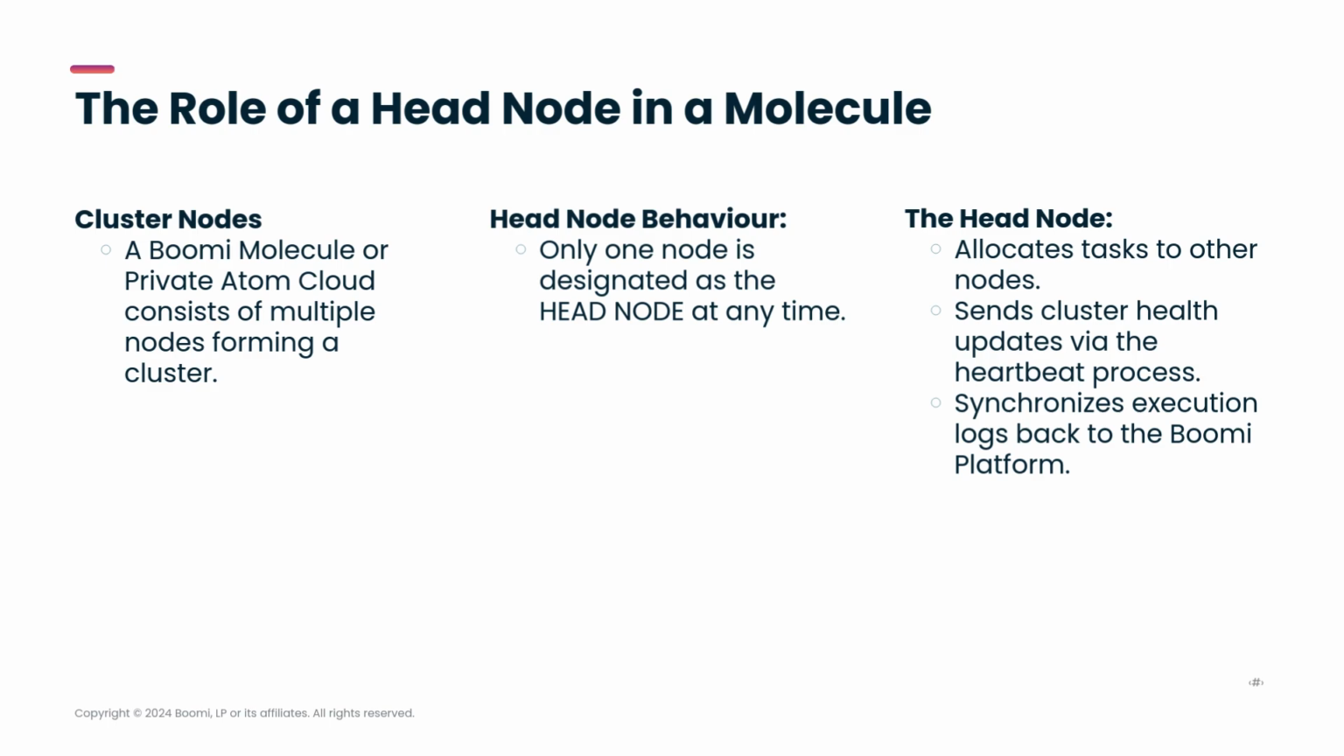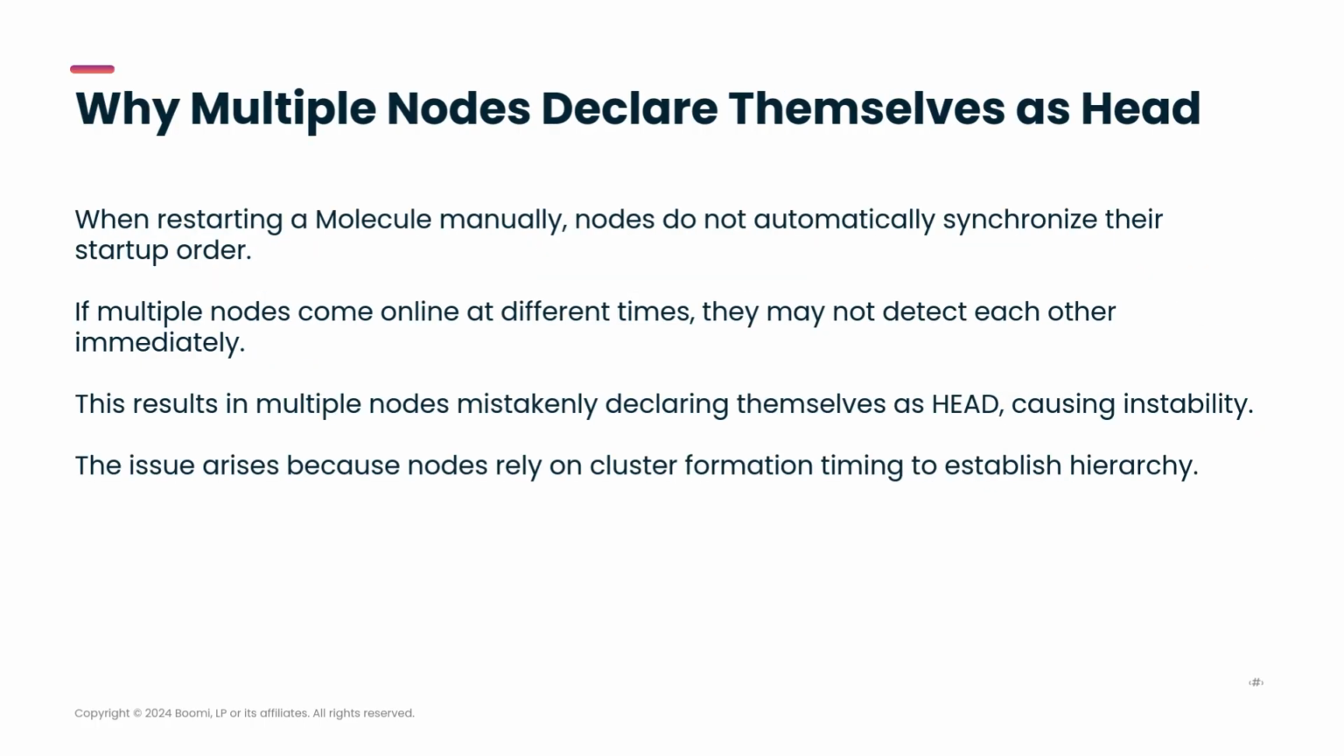It distributes workloads to other nodes, it sends heartbeat signals to ensure cluster health, and it syncs execution logs and status updates back to the Boomi platform. The head node plays a critical role in managing cluster operations. That's why having multiple head nodes can create serious issues, which we'll be discussing next. Now let's talk about why this happens.